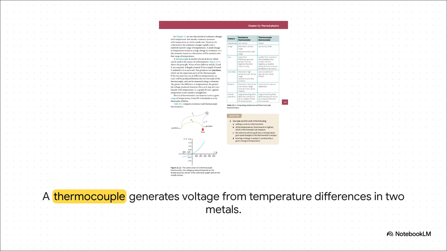You just fuse two different metal wires together. You heat one end, that's the hot junction you see there, and a tiny bit of voltage magically appears between the wires. If you can measure that voltage, you know the temperature. They're tough, they're cheap, and they're used in everything from rocket engines to your kitchen oven.